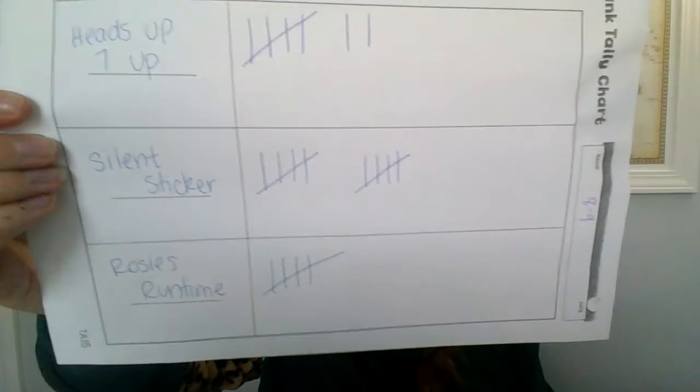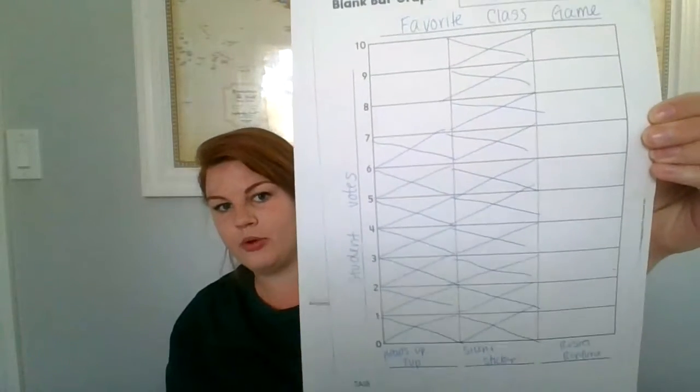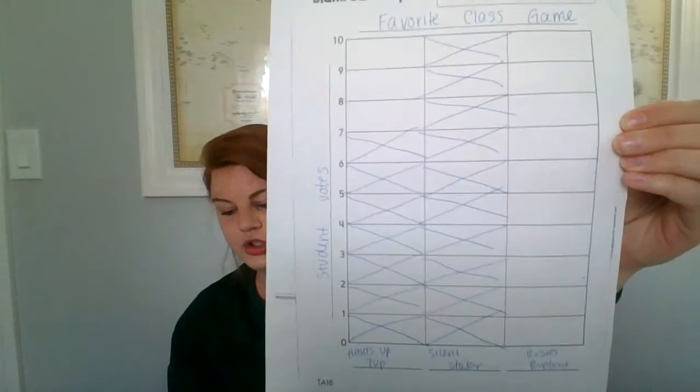Okay, now to fill in the next one, we look at silent sticker. How many boxes should we fill in? 10 people like silent sticker, so that's all the boxes because our bar graph only goes up to 10 today. So you should be drawing your X's or filling in your bar graph all the way up to 10. So you can see people who like silent sticker got 10 student votes. And the last one, Rosie's Runtime, there was 5 votes.